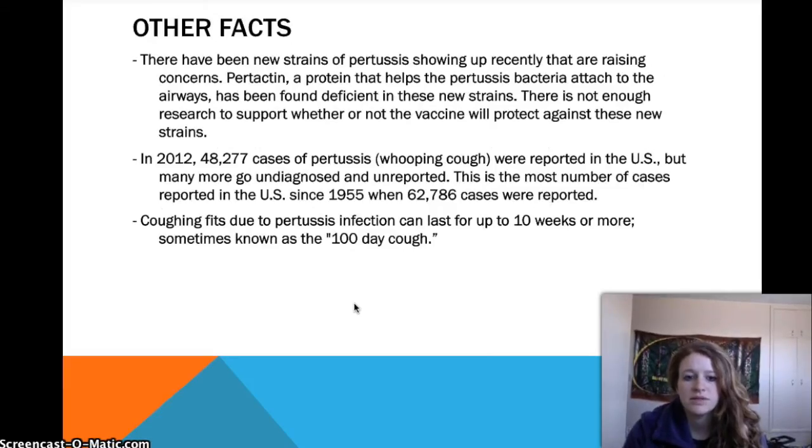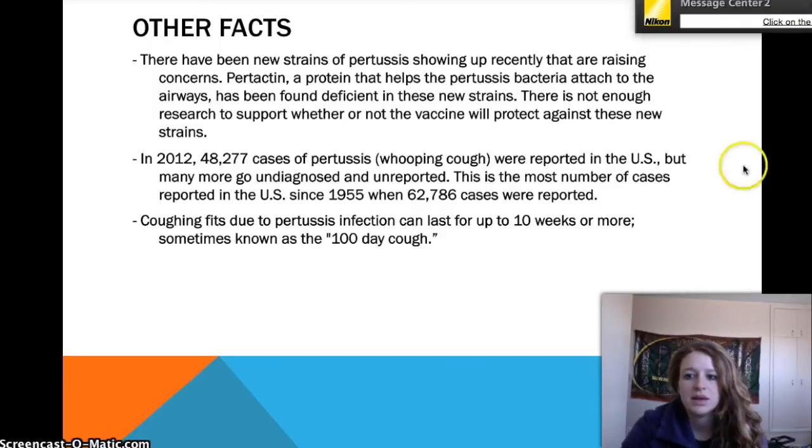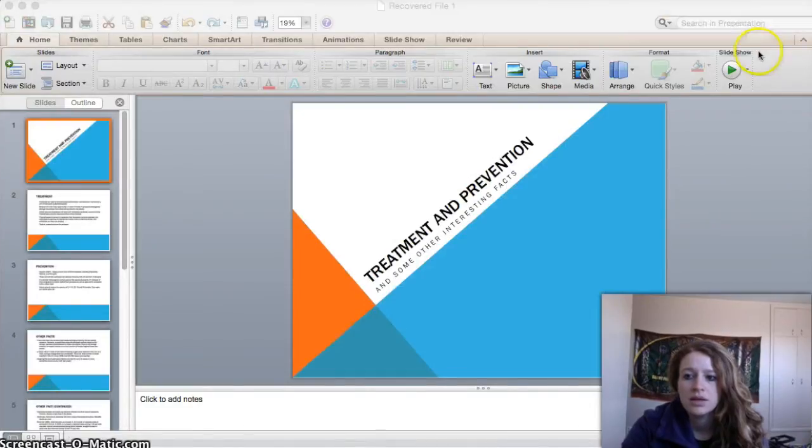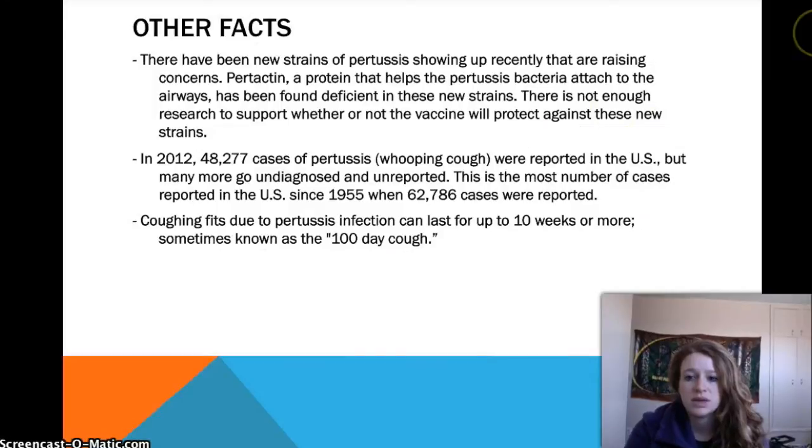There's some other interesting facts about pertussis. The most interesting thing to me is that there have been new strains of pertussis showing up. They lack this protein called pertactin, and the pertactin actually helps the bacteria cling to your airways and get you infected. So it's really important that these new strains are being studied because we don't know if our vaccines are actually going to prevent these new strains or not.